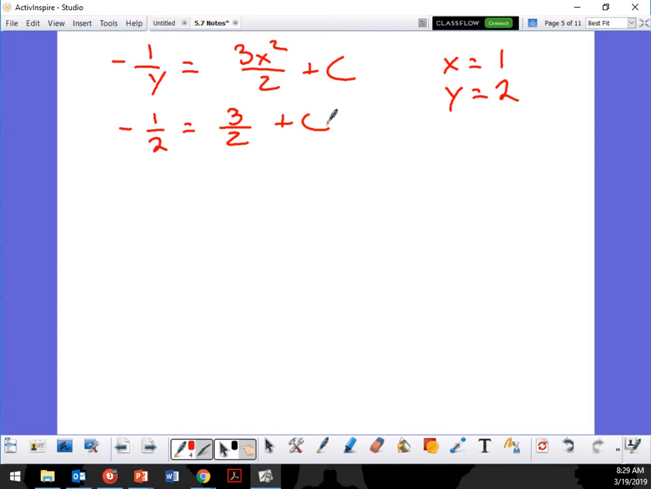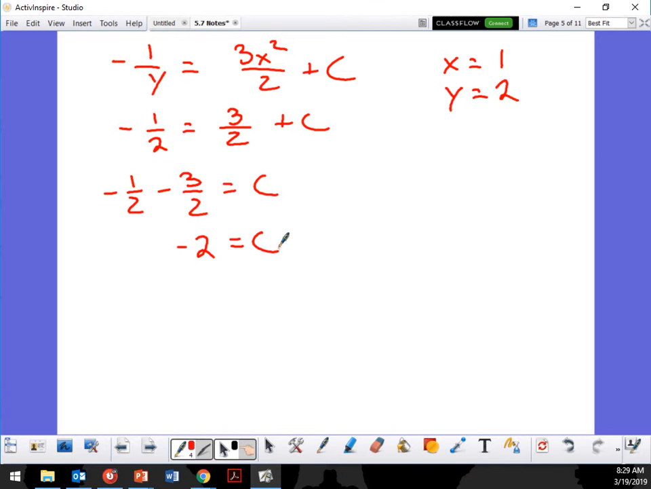Move it over to the other side. So it's going to be negative 1/2 minus 3 over 2 equals c, which is negative 4 over 2, right? Negative 4 over 2, which is negative 2, is equal to my c. Now I can put it back in. So this is a particular solution. So when I have a particular solution, I have an x, I have a y, and I know the c value.